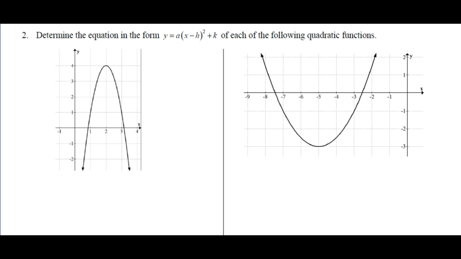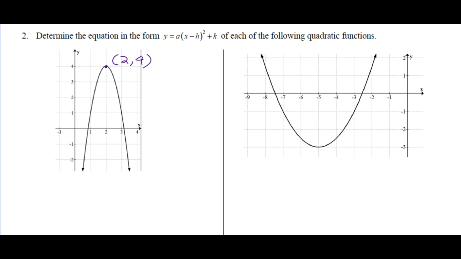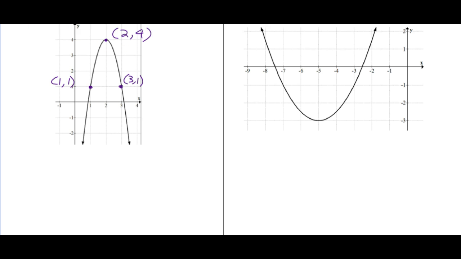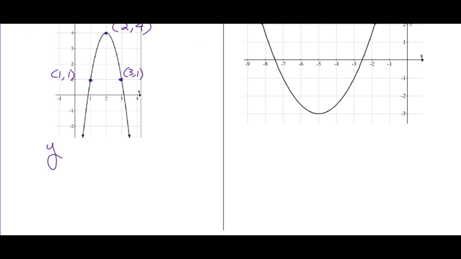All right, so let's do it. Determine the equation in the form. So first step, get the coordinates of the vertex, right? Which are 2, 4. Locate a nice point. Here is a nice point, 1, 1. Here's another nice point if you want to use this point, 3, 1. A nice point basically is just where the curve goes through a grid intersection. So I need a point where I know the x and the y value. Okay, so let's start off with the formula.